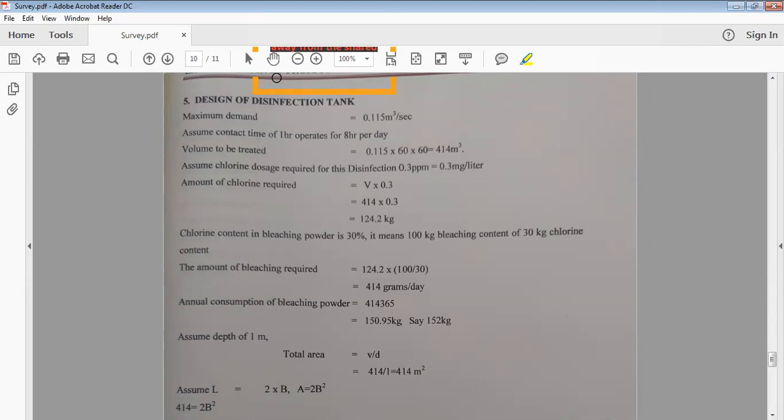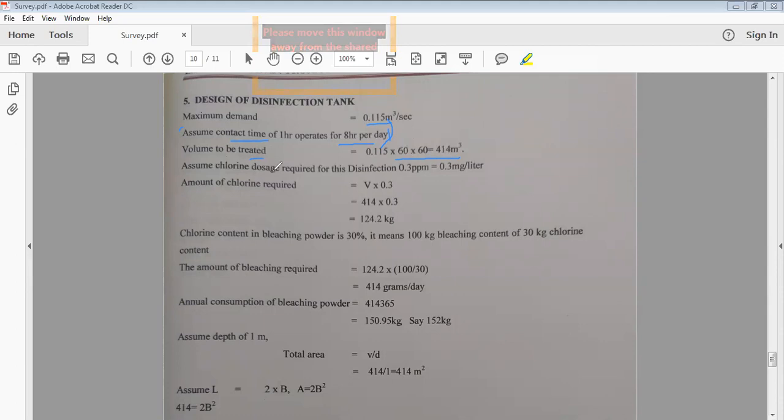Okay. So first what we assume is first we consider our demand in terms of meter cube per second. It is this much, we calculated that. Then 1 hour, the contact time is 8 hours per day, we assume this. Then how much volume we have to treat, means this Q value in terms of this 8 hours. Right, we got this much. We are just converting into per day. Okay, 16 to 60 we do that.